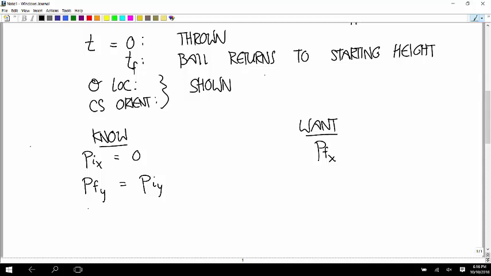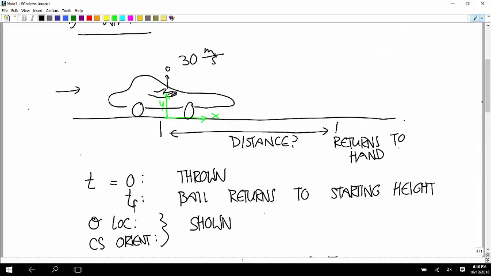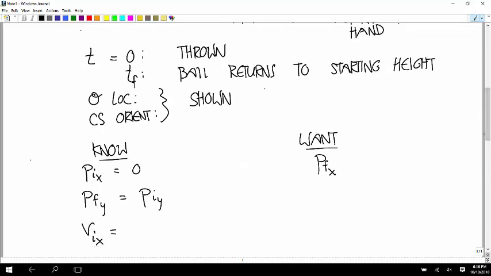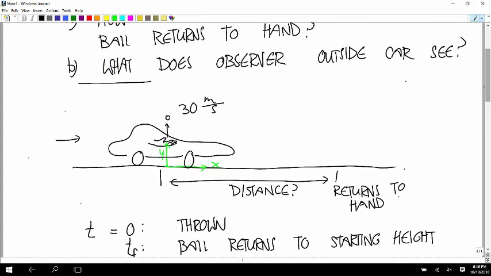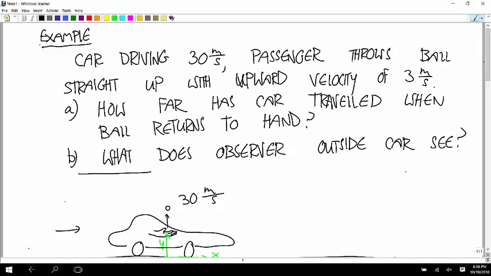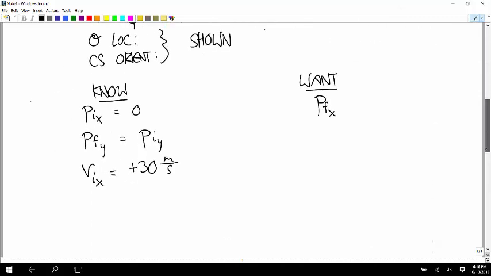Yes, v_ix is the horizontal velocity of the ball. The hand is just throwing it straight up in the air, but the hand is doing that while it's moving horizontally at 30 meters per second. So v_ix is positive 30 meters per second. And then v_iy is the upward velocity of 3 meters per second.